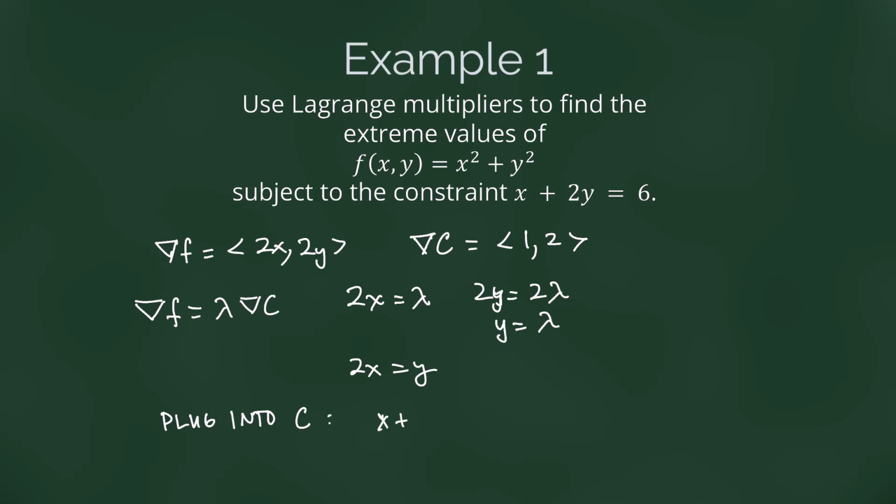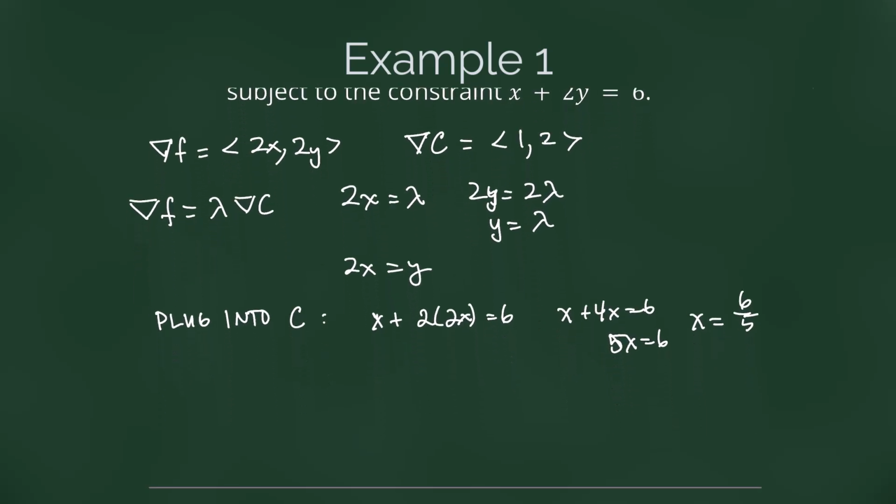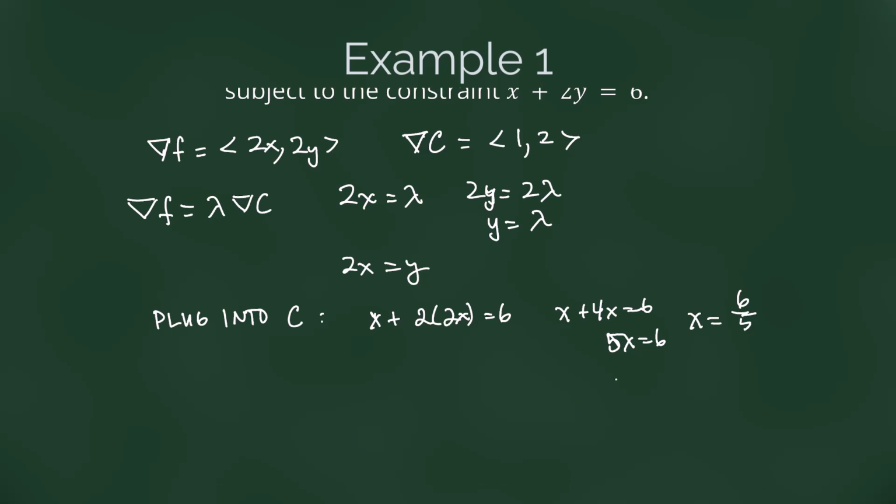x plus, since y is twice x, we get 2 times 2x equals 6. So that's x plus 4x equals 6. So 5x equals 6, and x is 6/5. And we know that y is twice as big as x, so y is then 12/5.